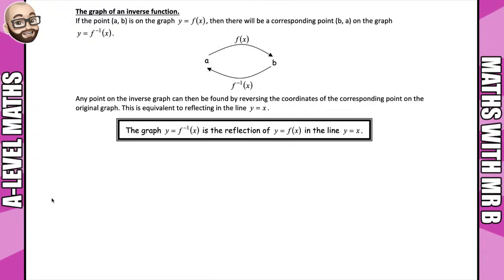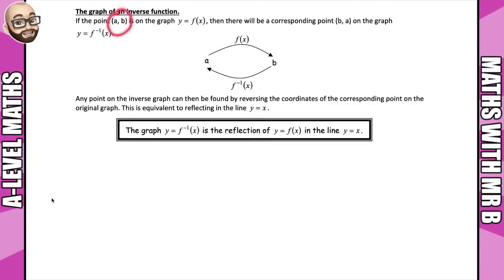When we start drawing graphs of inverse functions, something that is quite nice is that if there's a point (a, b), then on the inverse graph, that point becomes (b, a). That's because essentially the input becomes the output, and the output becomes the input. That's shown here on the diagram. If you do a into a function to get b, the inverse will then get you back to a.